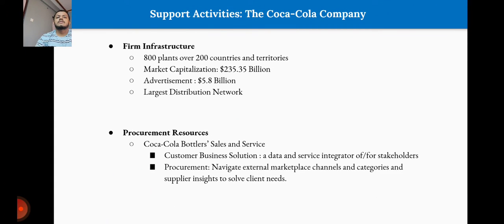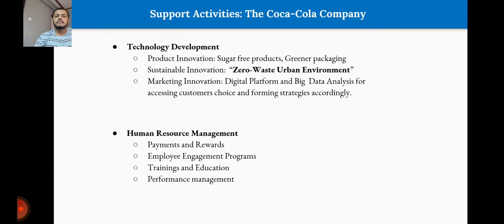Now an example: the Coca-Cola company. The firm infrastructure includes 800 plants over 200 countries and territories, market capitalization of 235.35 billion, advertisements worth 5.8 billion, and a large distribution network. This supports the Coca-Cola company. The procurement resources of the Coca-Cola company are sales and services. Customer business solution is the data and service integrator of stakeholders. Procurement navigates the external marketplace and channels the category supplies to solve their clients' needs.